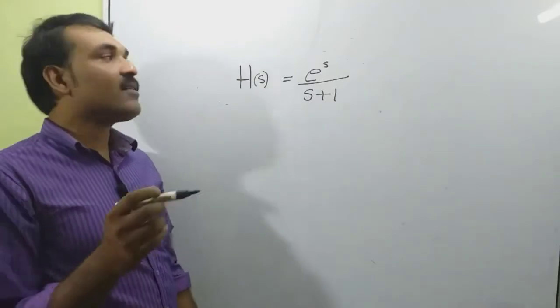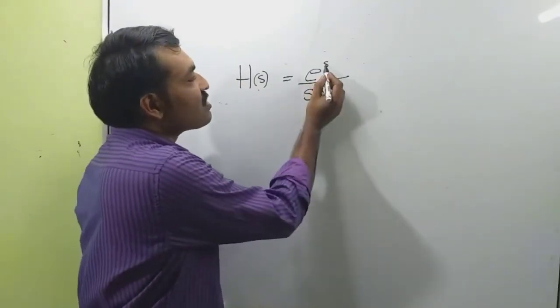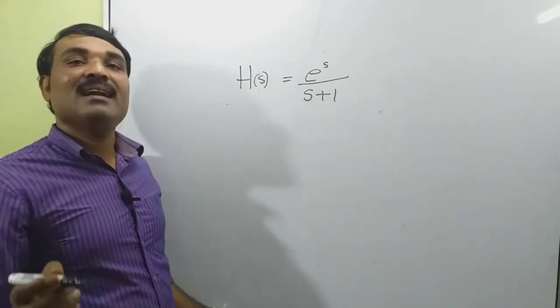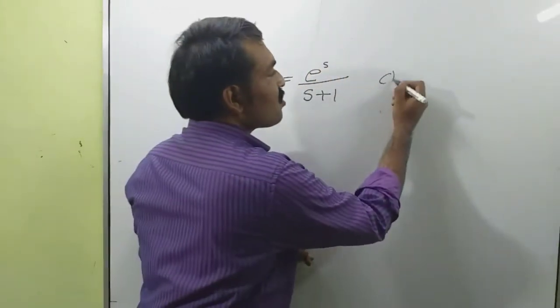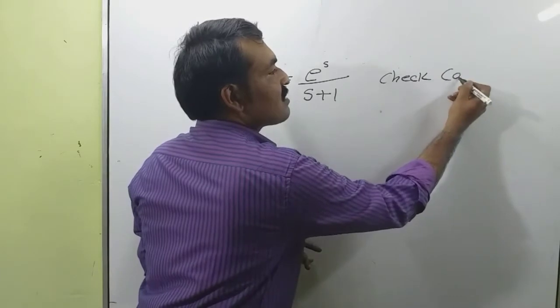Now we have a question: H(s) is equal to e raised to s divided by s plus 1, and we want to check the causality of the system.